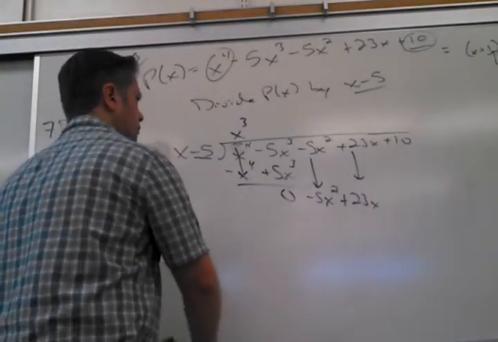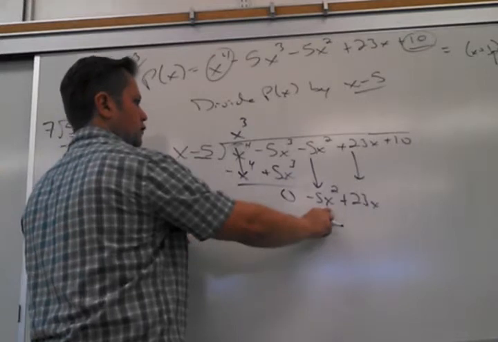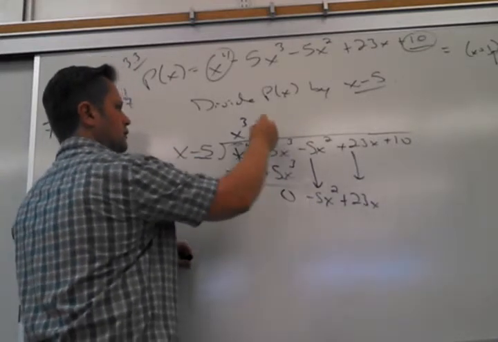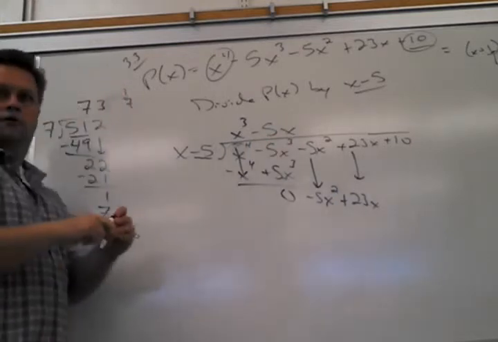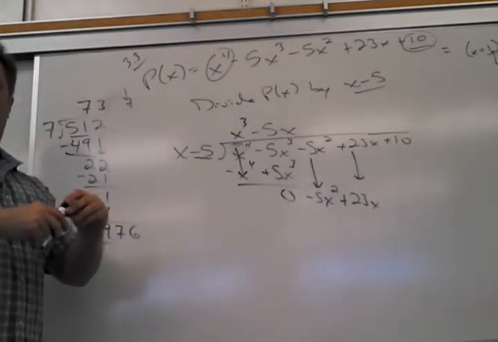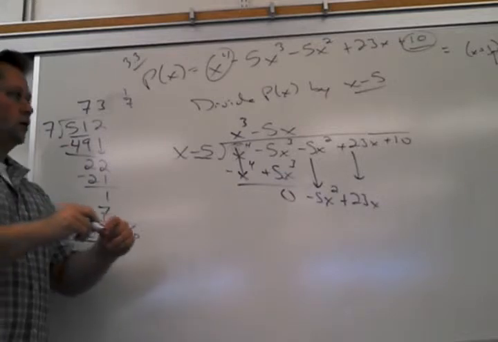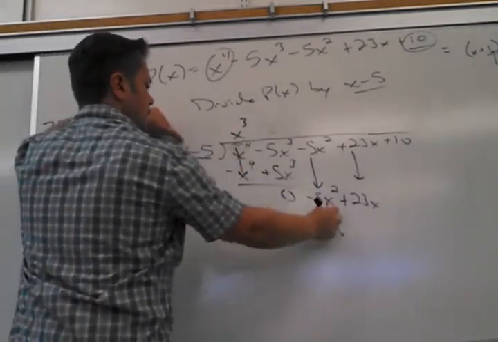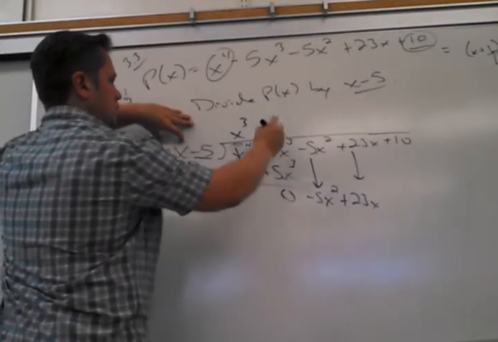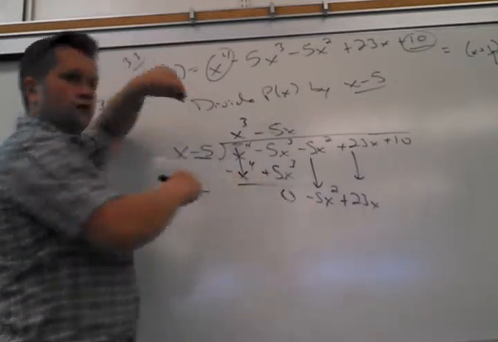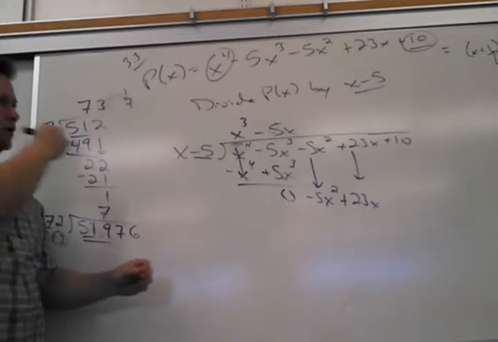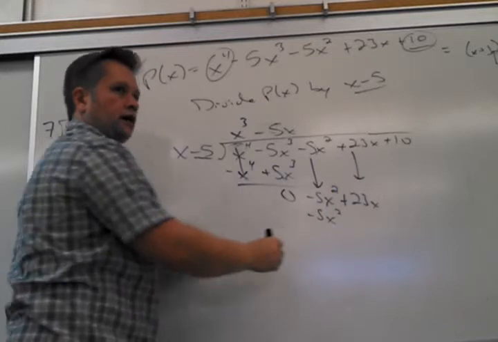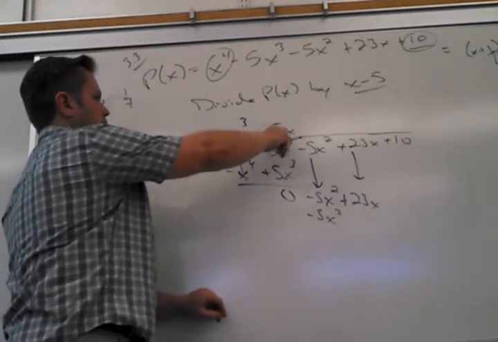So now x goes into negative 5x squared. I need a negative 5 and I need another x. Negative 5x. Let me say it a different way. X times what is negative 5x squared? X times negative 5x is negative 5x squared. Right? So then that times that is this. That tells you you're on the right track. These always have to cancel out. Negative 5x times negative 5.